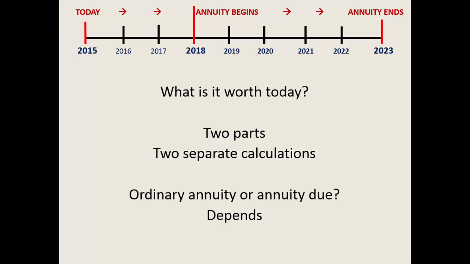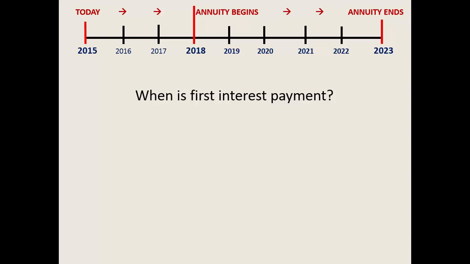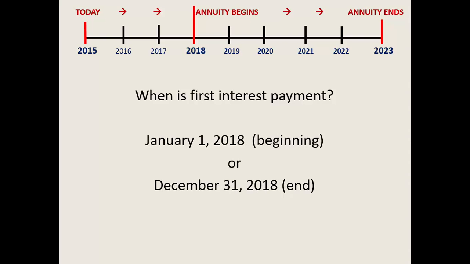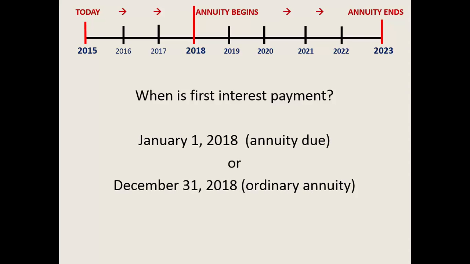Well, it depends. When is the first payment? Is it going to be January 1, 2018 or December 31st, 2018? So if it's at the beginning or at the end, that's what you need to identify. If it's at the beginning, you're going to use the annuity due tables. And if it's at the end, it's an ordinary annuity. So what does this mean?